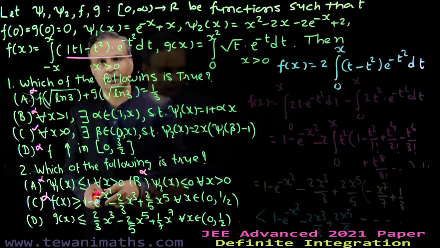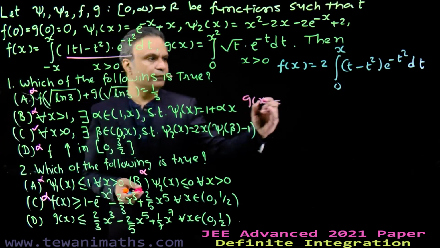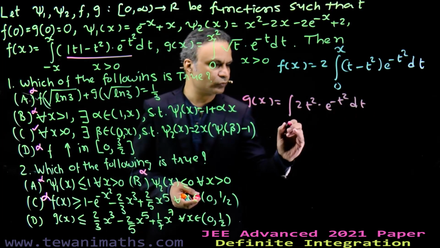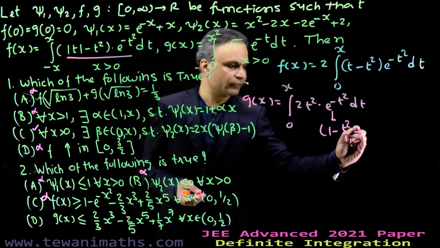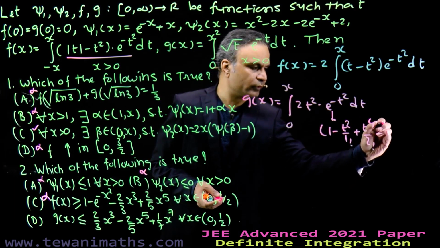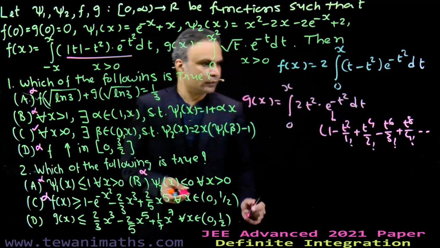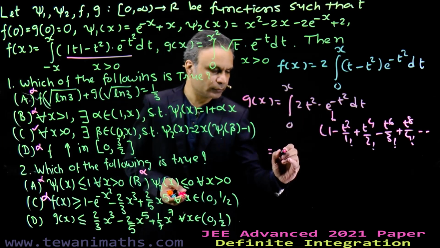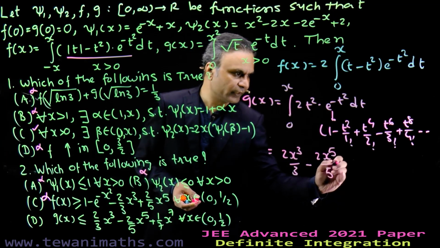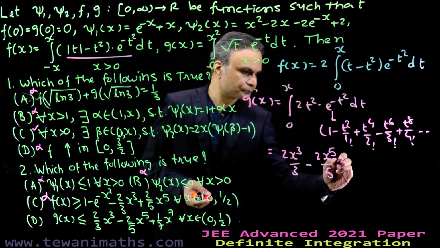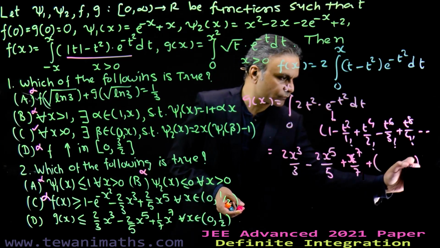Let's check this option. For this inequality, we evaluate this integral. We have g(x) is equal to, replace t with t square, we find integrand 2t² e^(-t²) with lower limit 0 and upper limit x. Now we use expansion formula of e^(-t²). This is 1 minus t² over 1 factorial plus t⁴ over 2 factorial minus t⁶ over 3 factorial plus t⁸ over 4 factorial and so on. Now we integrate, we find g(x) is equal to 2x³ over 3 minus 2x⁵ over 5, then plus x⁷ over 7, and then some expression in x.